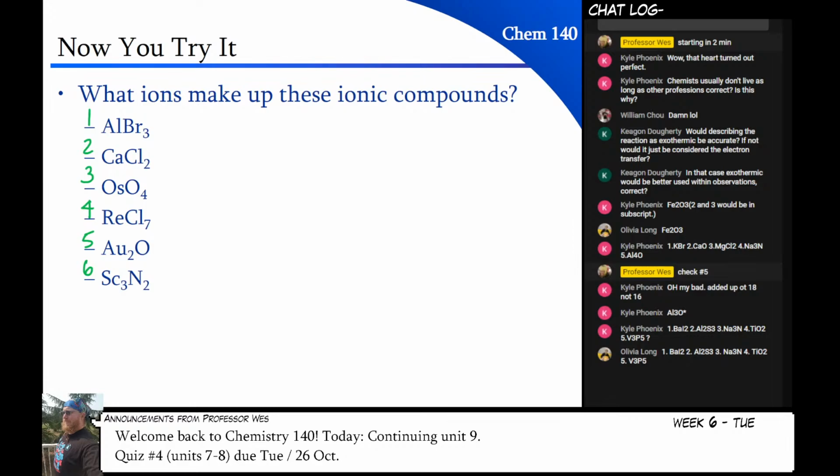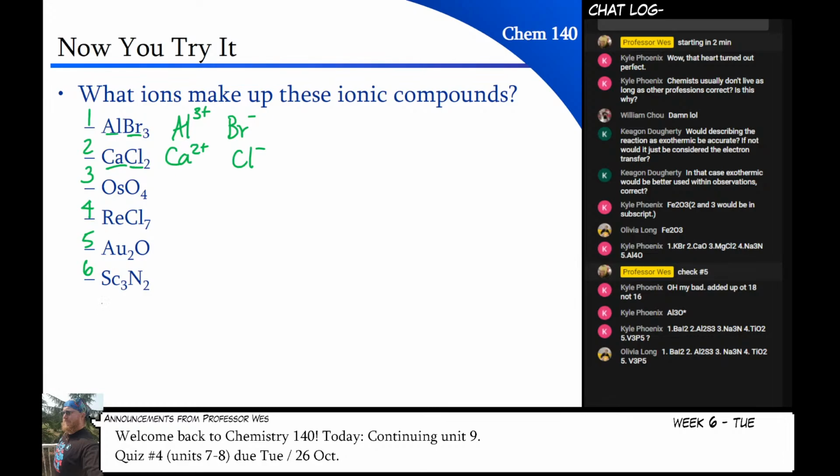All right, let's go over the answers here. So, for number 1, I have aluminum and bromide. I know that bromine is in group 17, so it must form a -1 ion. And aluminum is in group 13 and must form a 3+ ion. And I can apply the same thing to calcium and chloride here. Chloride is also in group 17. Calcium's in group 2. And there you go.